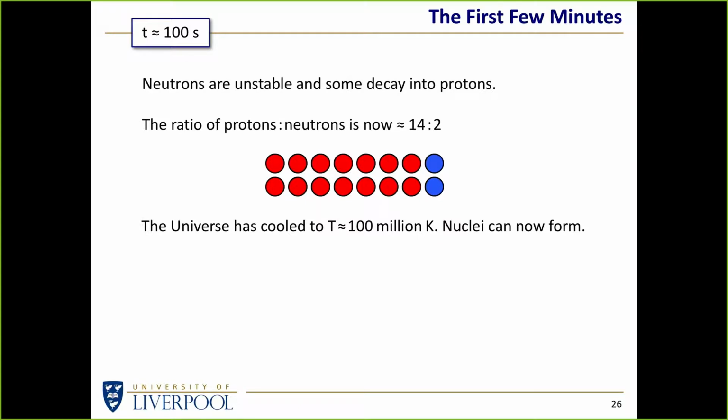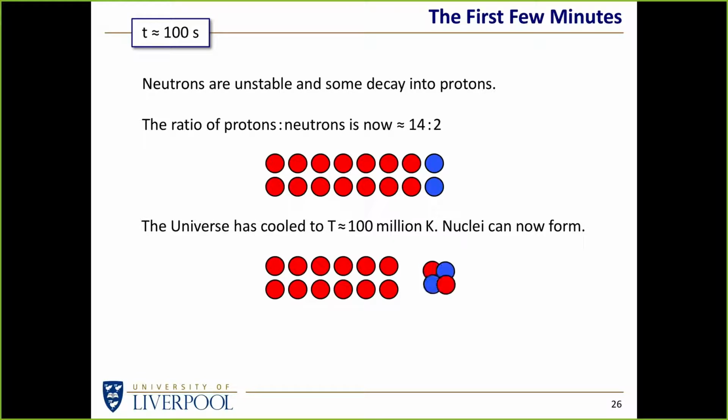The universe, after 100 seconds or so, has now cooled, and the universe is now 100 million Kelvin. It is now cool enough that protons and neutrons can start getting it together. Remember, before this point, the universe was too hot, and any attempt for protons and neutrons to make a nucleus, it was simply too hot and the nucleus would immediately fall apart. But now the universe has cooled to only 100 million Kelvin, it is now possible for nuclei to form.